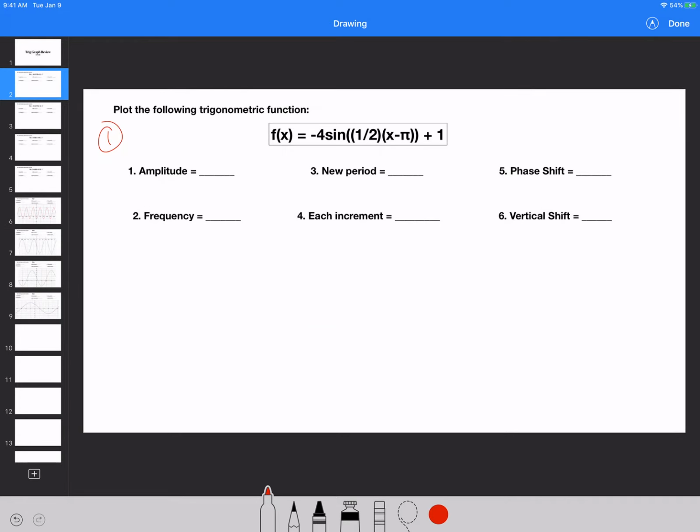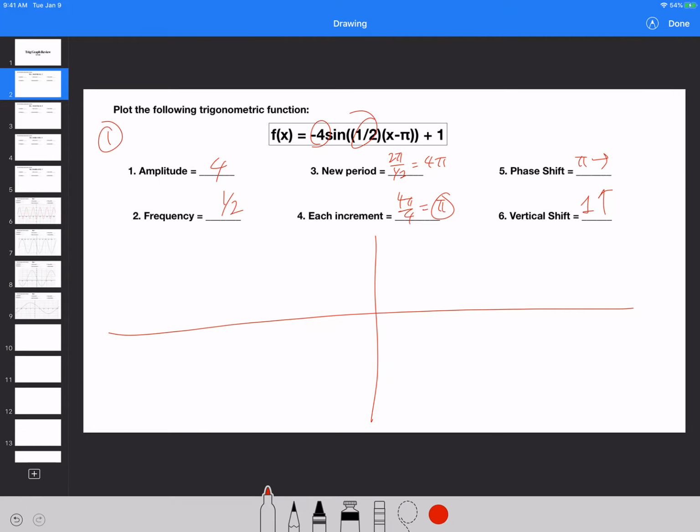Okay, so remember, amplitude is 4, frequency is 1/2, new period is 2 pi divided by 1/2, which means it's 4 pi. Each increment you divide by 4, which is pi. Phase shift is pi units to the right, vertical shift is 1 unit up. So I'm going to draw the graph here. I should probably just use a different color for this one.